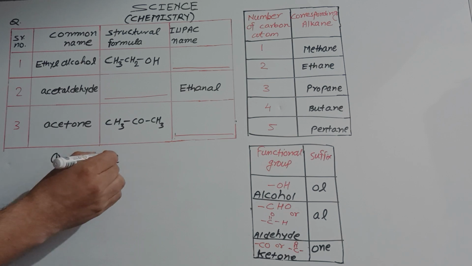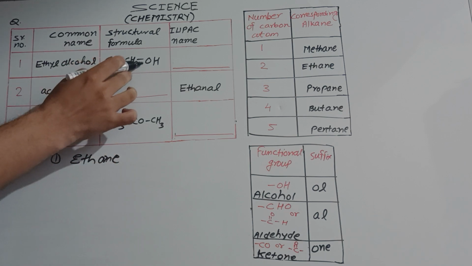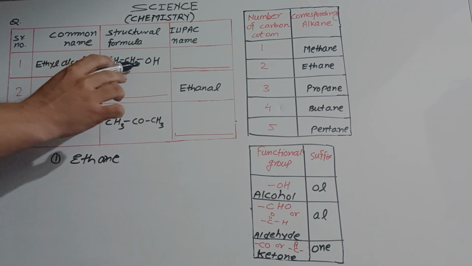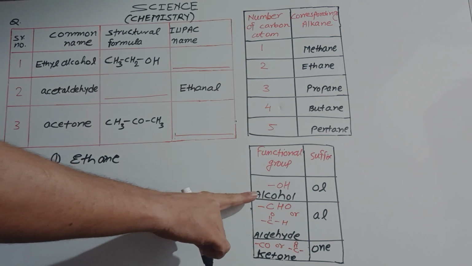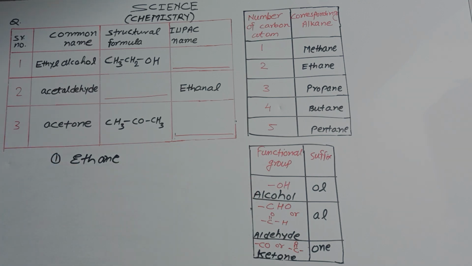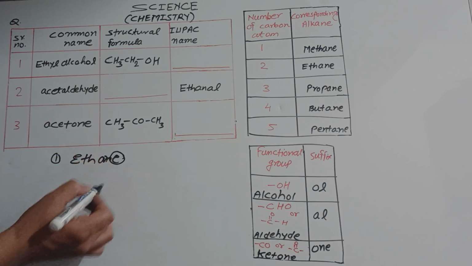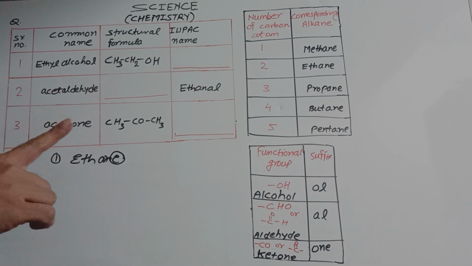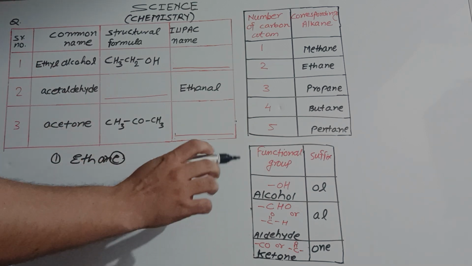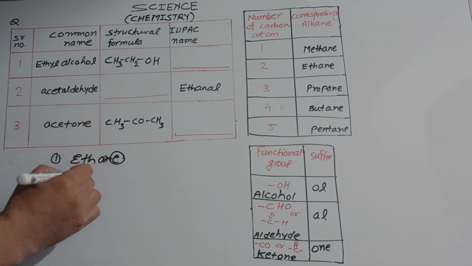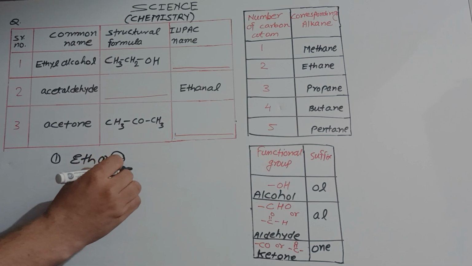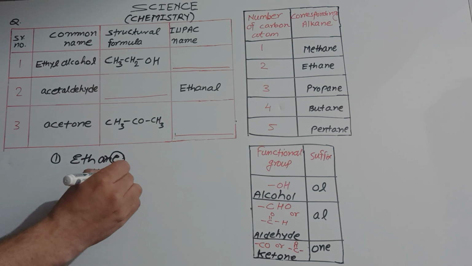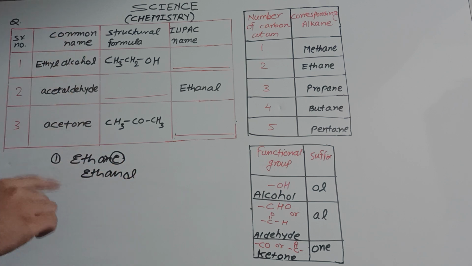Ethane. Now here you can see the OH group is attached. So this OH group is nothing but the functional group. This OH is known as the alcoholic group, or we can say alcohol group. So we have to replace this E by using the suffix OL. Now why OL? Because the alcohol group is present. So the IUPAC name will be written as ethan, then we will write the suffix OL. So the IUPAC name will become ethanol.